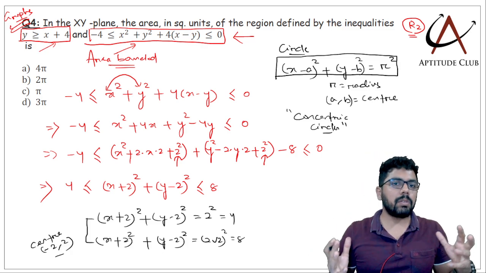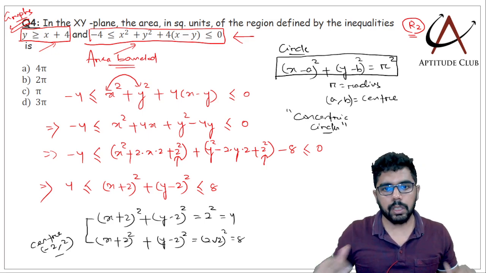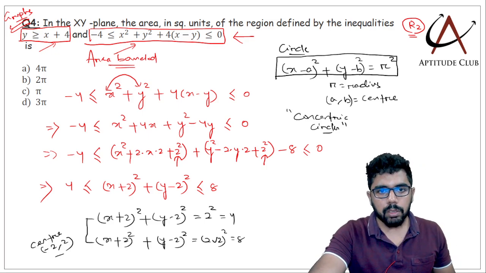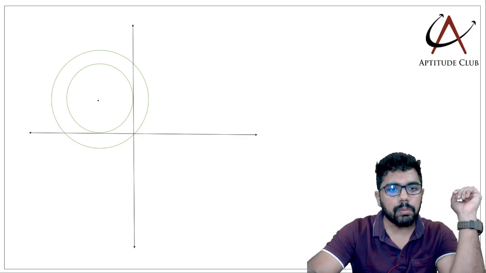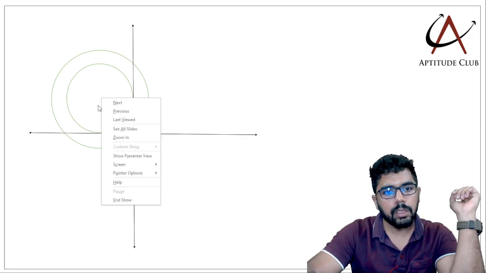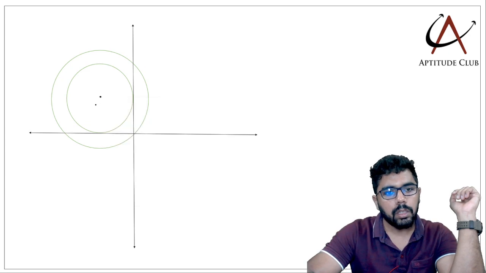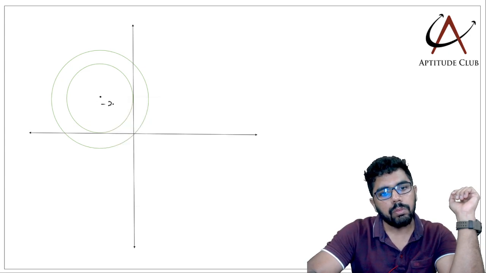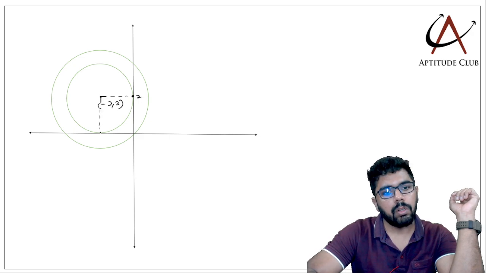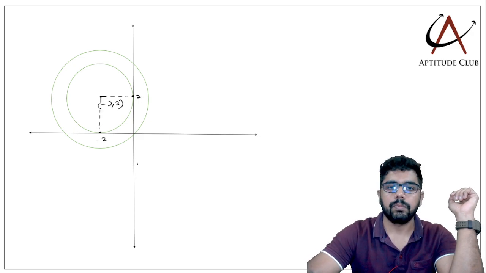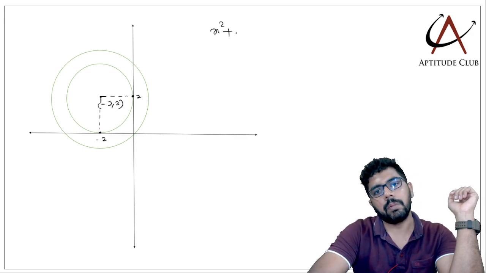If I can make an idea about this, then a lot of it is easier now. So let's look at the concentric circles. They will look something like this. This is the center. Center is minus 2, 2. This point is 2 and this point is minus. So I have x square plus y square is equal to 2 square, and x square plus y square is equal to 2 root 2 square.